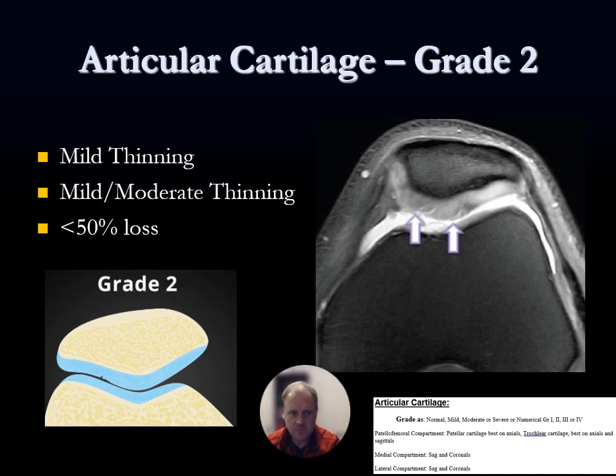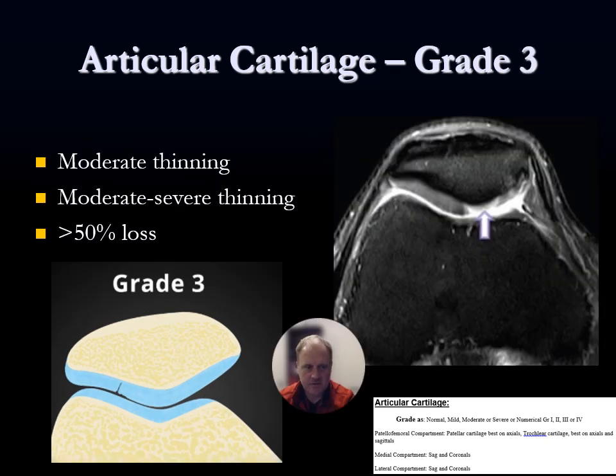Next is grade 2, where the descriptive words can be something like mild thinning or mild to moderate thinning or less than 50% chondral loss. Here's the picture. You just see it's less than 50% of the cartilage thickness, and you have this irregularity and fissuring here. And this might be an example of what you'd see on a real MRI in the patellar cartilage to call it grade 2 chondromalacia.